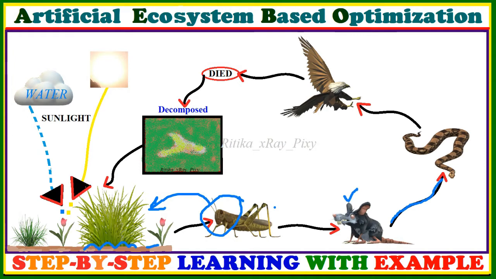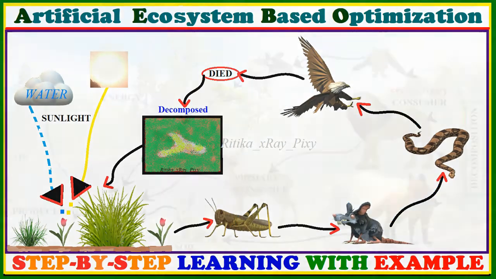And next you can see we have the eagle. The eagle can take energy from the snake. And when the eagle dies, the body is decomposed, as you can see here, and all the nutrients present in the body are consumed by the soil. And you can see around the body we have green grass. Next food chain you can see here.